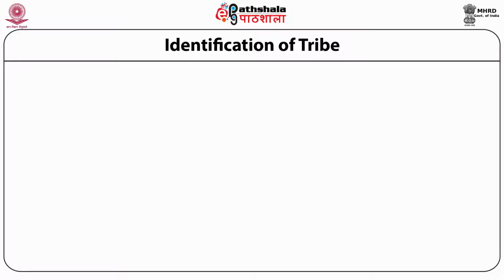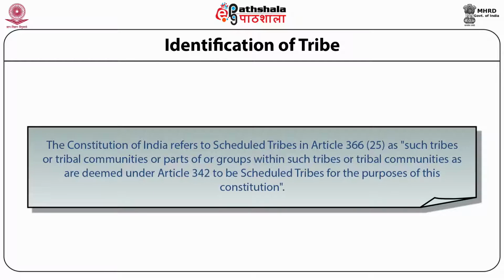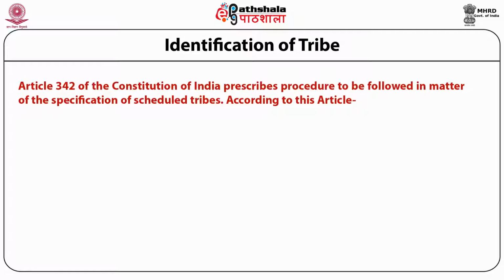Being said that, how did the Constitution of India identify these communities and describe them as scheduled tribes? These groups are lumped together and called scheduled tribes. The Indian Constitution, Article 366, clause 25, says that such tribes or tribal communities, or parts of or groups within such tribes, are deemed under Article 342 to be scheduled tribes for the purpose of this Constitution. Elaborating Article 342, the Constitution prescribes a certain procedure for the specification of scheduled tribes. That means how to declare a social group as a scheduled tribe.